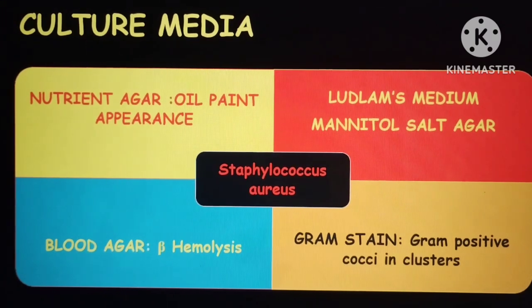Next, you can remember it like this: staph is nothing but a bunch of grapes appearance, and coccus is a round shaped bacteria. Aureus: Au is the chemical symbol for gold. In nutrient agar it produces an oil paint appearance or golden yellow pigment.